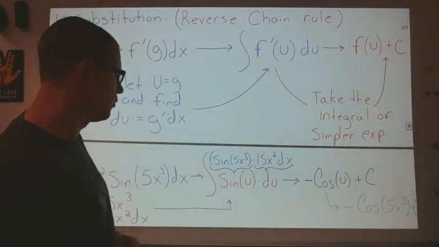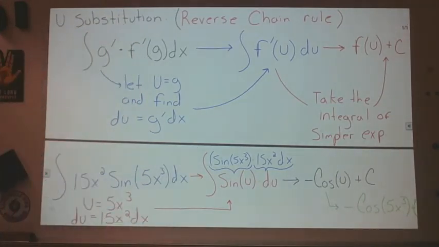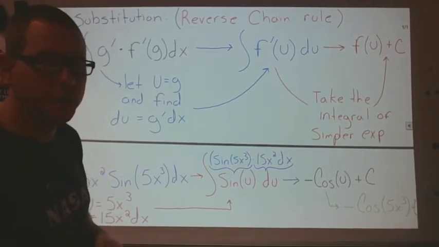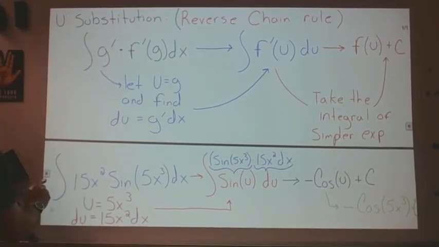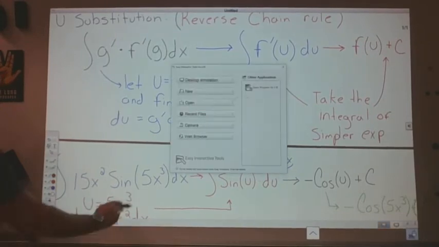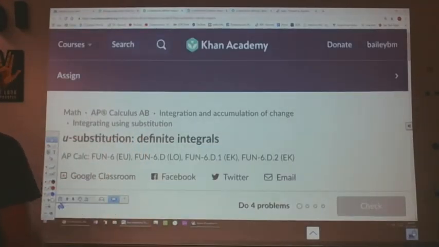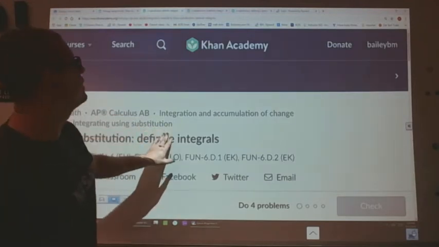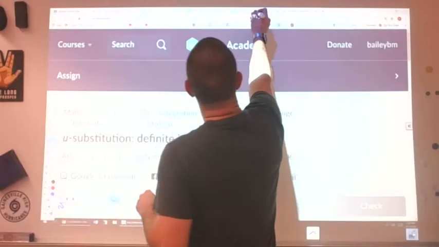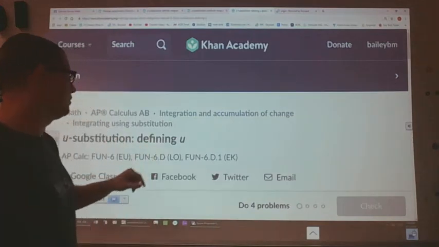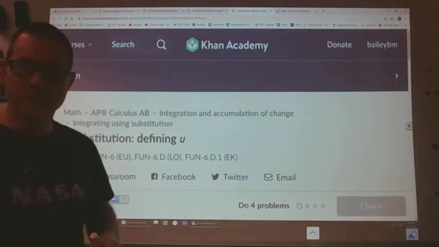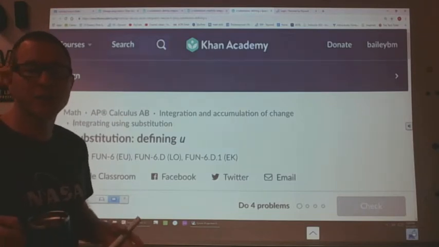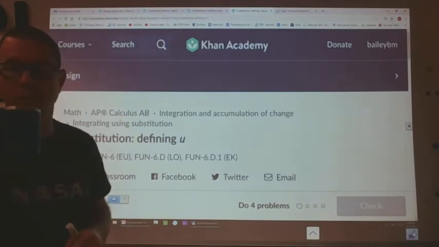method-wise. Now again, I'm just going to work through a couple of the examples in the Khan Academy problem sets that this goes with. Let's start there. Here we have u substitution. Definite integrals, we don't want that one. We want defining u. That's where we start. U substitution, defining u. In these problems, it's really just going to ask you, hey, what should u be? How would you choose u given this integral?